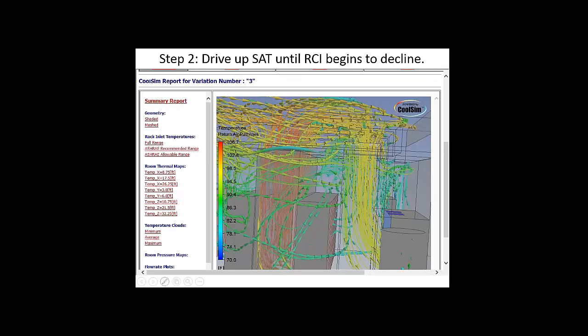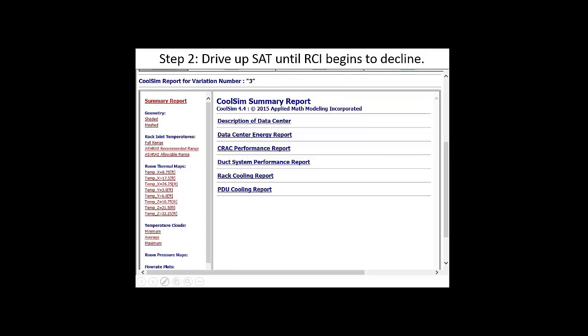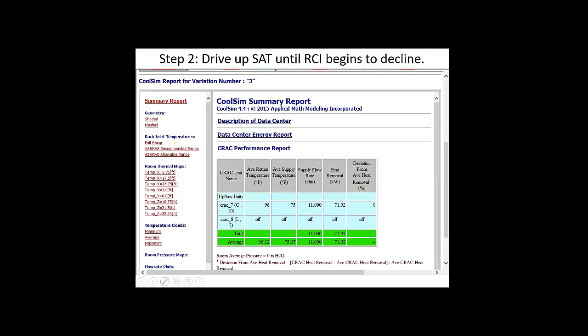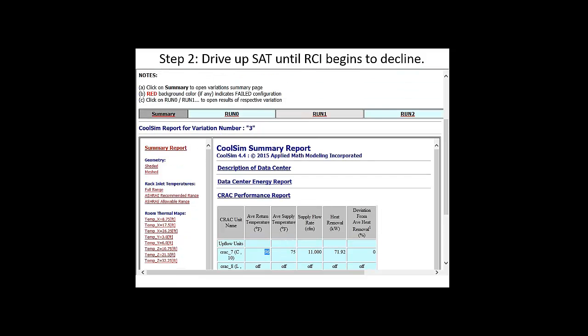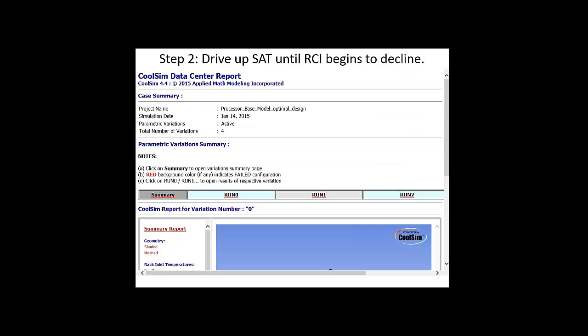If we take a look now at our summary report, I'm sure we're going to find that our return temperatures are in much better shape than they were before. So under crack performance, look at that, Magnus, 96 degrees. I've got a nice delta T right there, and I've moved the supply air temperature up as well. The average supply air temperature 75 degrees, return 96. That's pretty nice. Now I'm looking at run number 3.